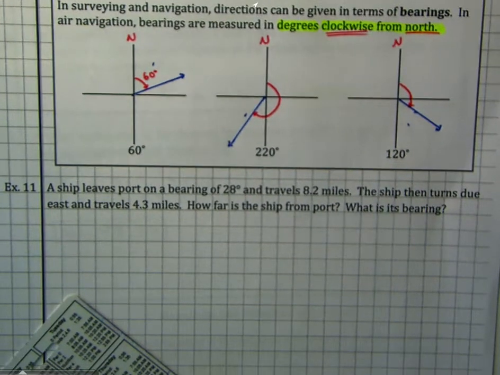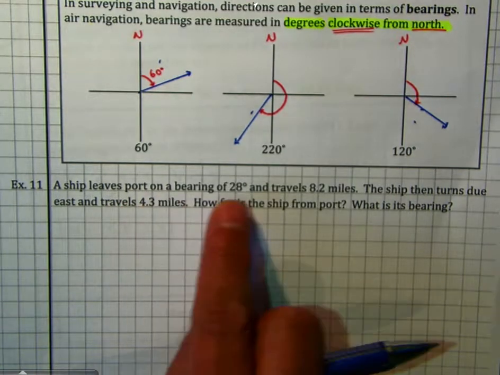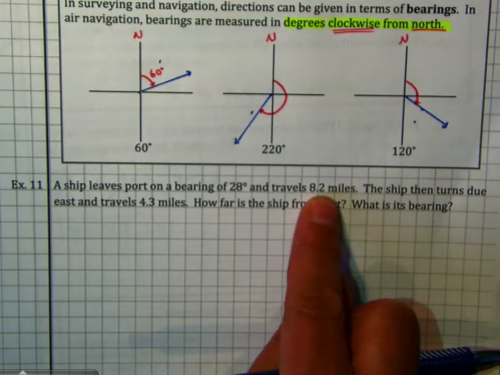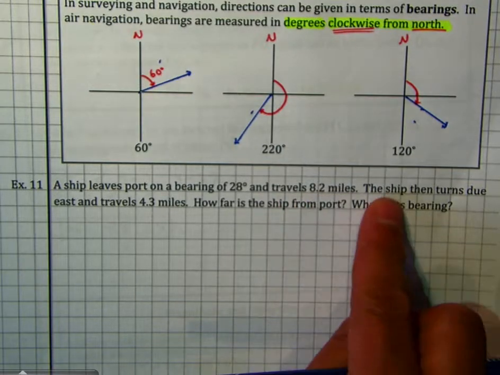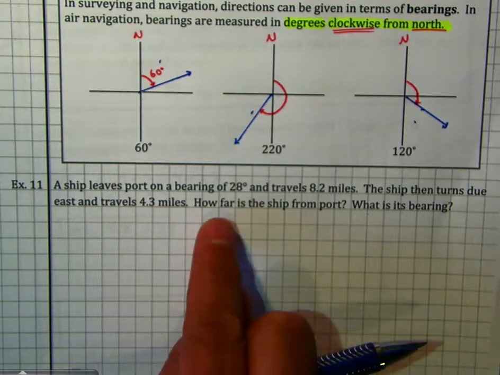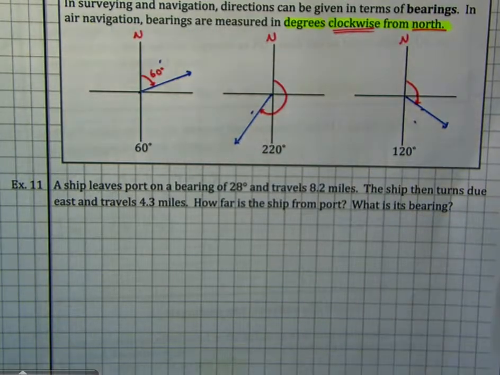Now, example number 11. A ship leaves port on a bearing of 28 degrees and travels 8.2 miles. The ship then returns due east and travels 4.3 miles. How far is the ship from port and what is its bearing? One of the things that you have to be careful with when you're doing this drawing is that you have to make sure that you are as exact as possible with your rotations.